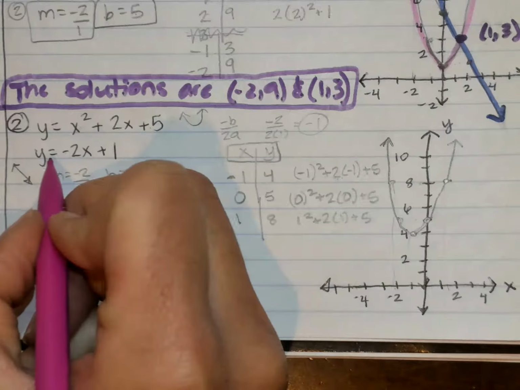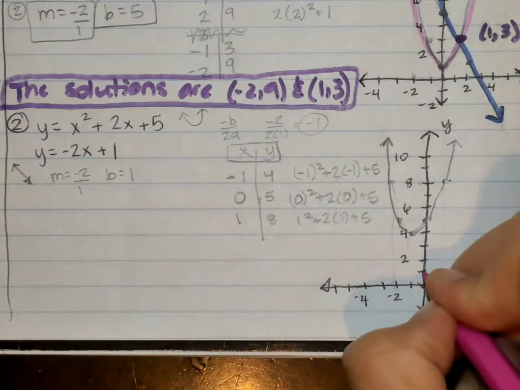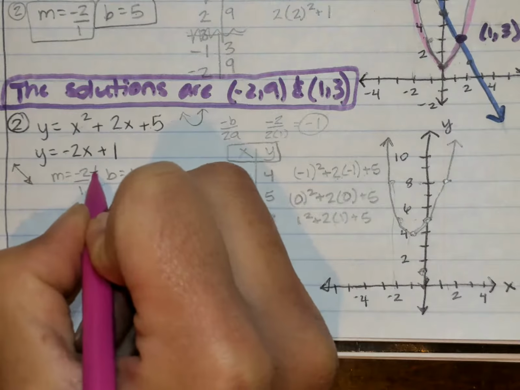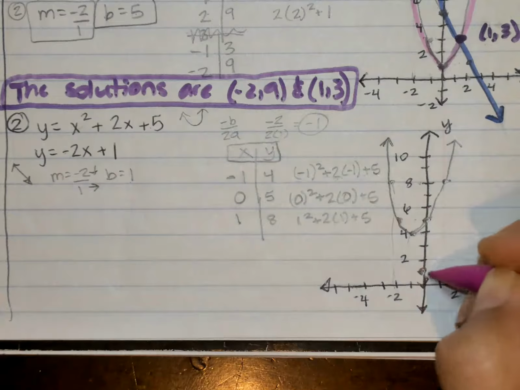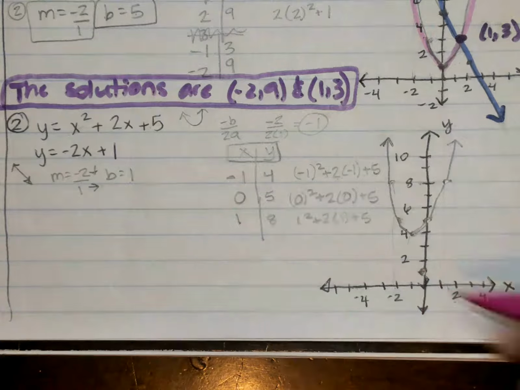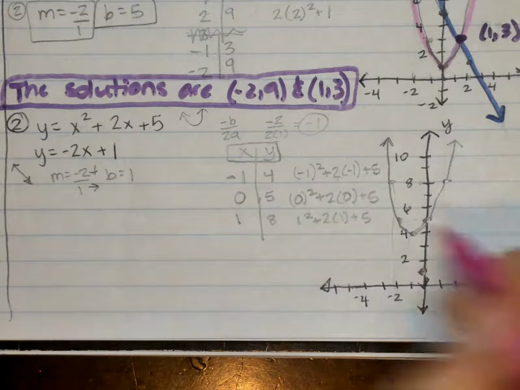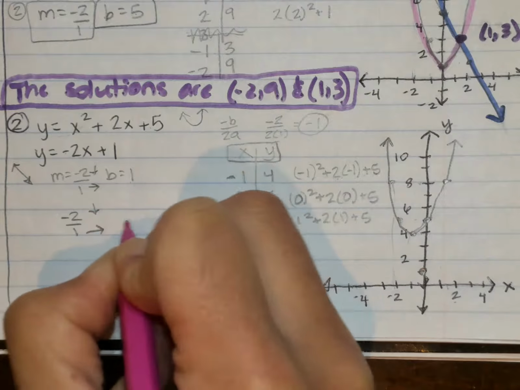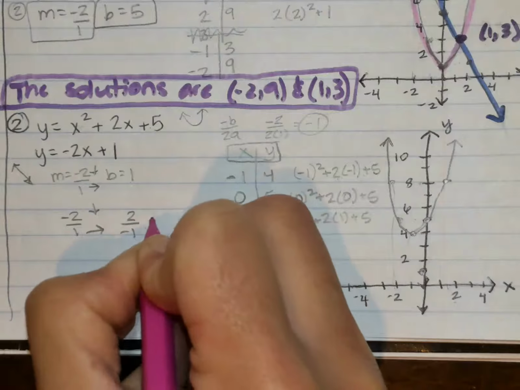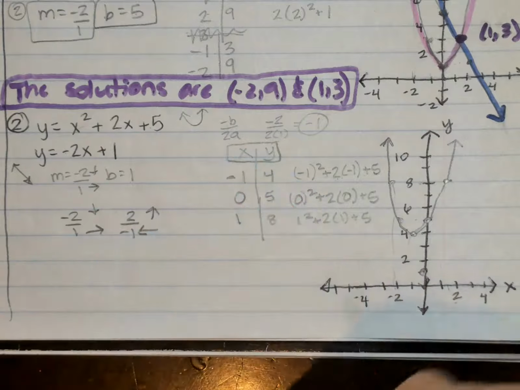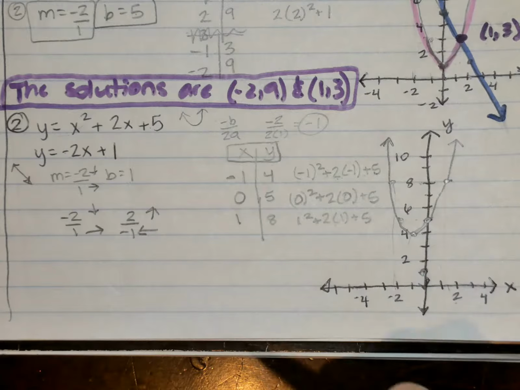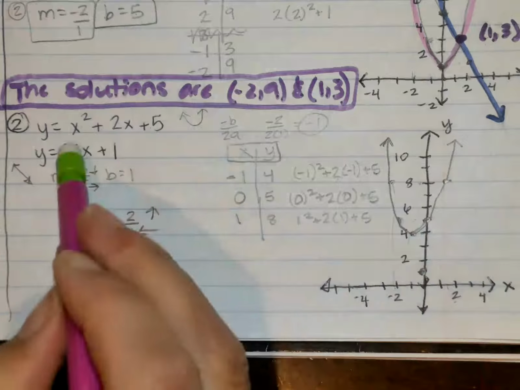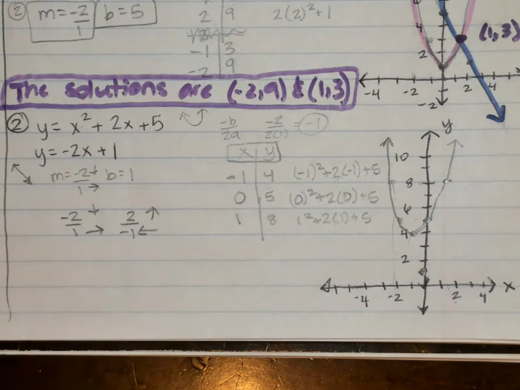For my linear equation, I start at 1, put a point, and then I do my slope. It's negative 2 over 1, so down 2, right 1. That's kind of going in the wrong direction. Everything happening is up here. So instead of negative 2 over 1, down 2 right 1, I can do 2 over negative 1, up 2 left 1. It'll still be in the same direction. It's a negative slope. I know it's going to have this kind of shape.